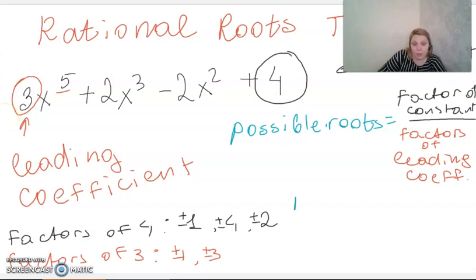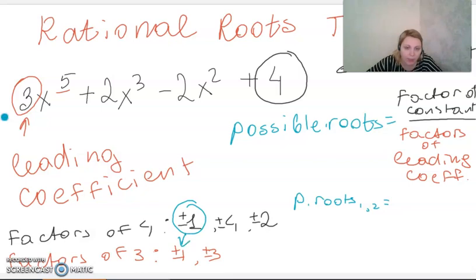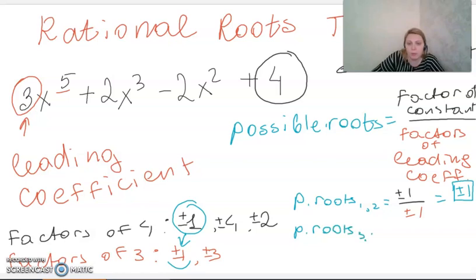So first I'm going to go with possible roots 1 and 2. So I'm just going to take this number right here, and I'm going to divide it by this plus minus 1. So what am I going to get? I'm going to have plus minus 1 divided by plus minus 1. Well, I think it's no surprise to anyone that this is just plus minus 1. So this is my possible root number 1 and 2, right? Because it's plus minus.